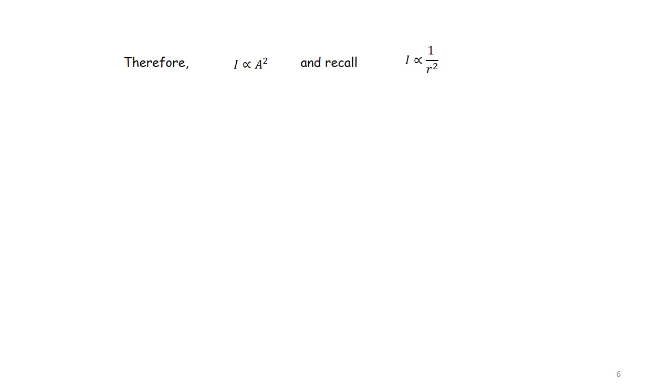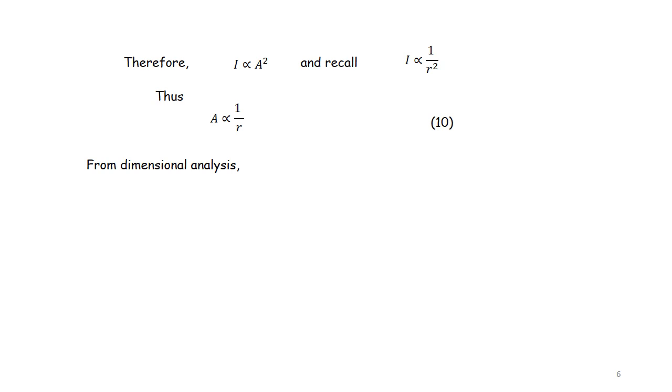Therefore, we know now that the intensity is proportional to the square of the amplitude, and also the intensity is inversely proportional to the square of the distance from the source of the wave. Thus, you can also have the expression, equation 10, that is, amplitude is inversely proportional to the distance from the source of the wave.